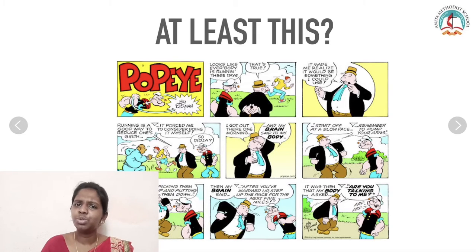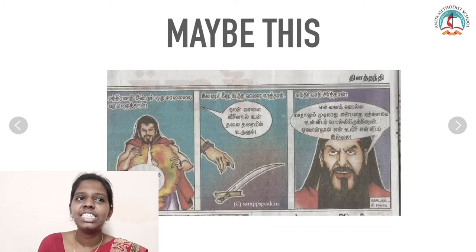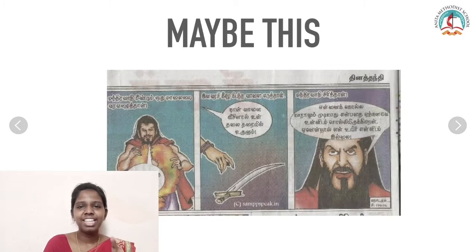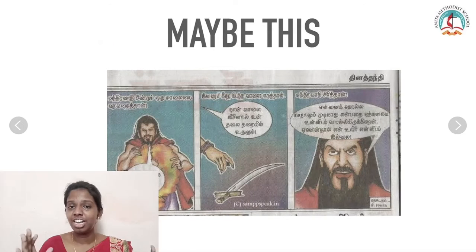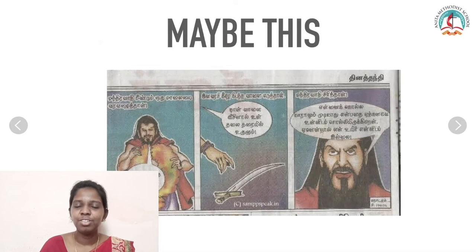Maybe if I show the next one, you would not have seen it, maybe your parents will know. Shall we see? This is a paper cutting from a newspaper called Dinathanthi, which is regularly sold in Tamil Nadu. Can you see this? Yes, this has a long history. Maybe you can ask your parents about the comic called Kannithivu, which is published in Dinathanthi alone.